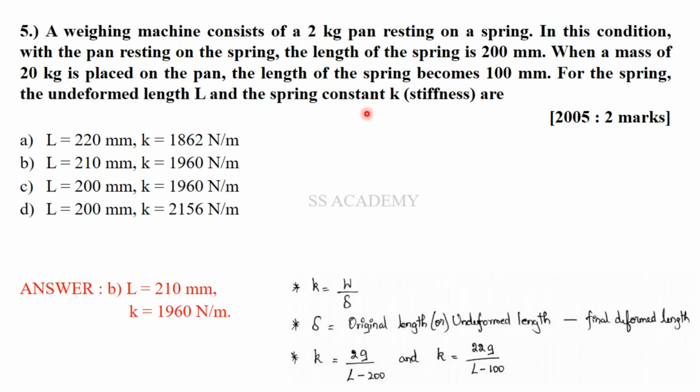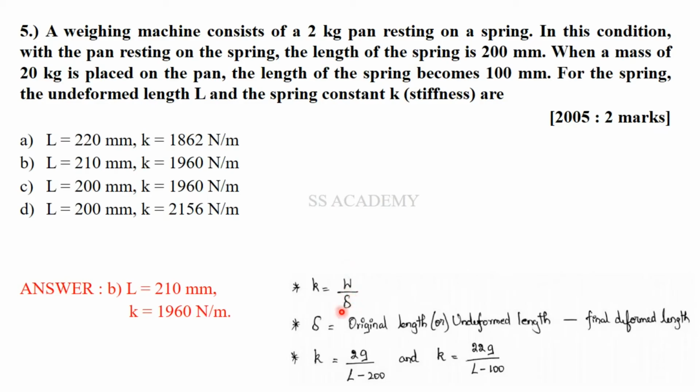and the spring constant, as I have discussed earlier, spring constant is stiffness, they have asked. It is a 2005 2-mark question and they have given different values. We know that stiffness is given as load by deflection, W by deflection. We know the load they have given us: 2 kg first and then it is 20 kg plus 2 kg. And they have given the length of the spring after the load is being applied.